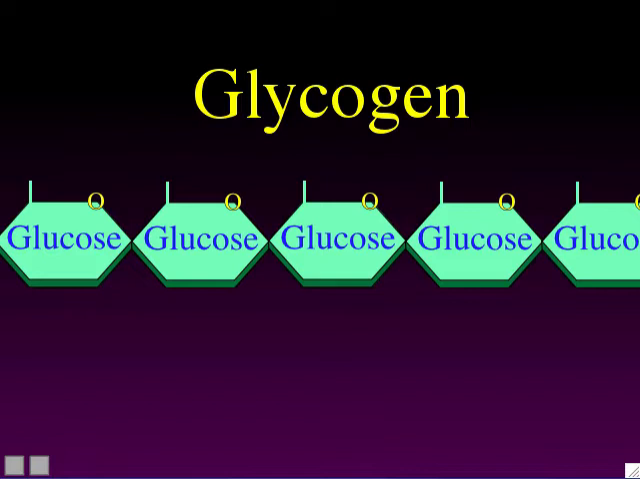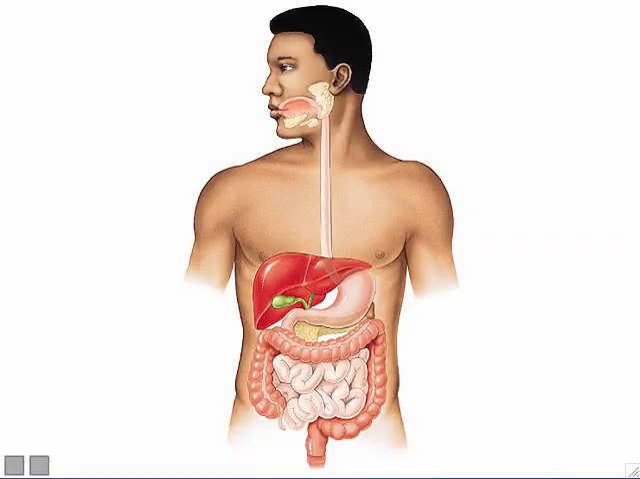Okay, so when our bodies want to store glucose, our bodies link it together, and we call that molecule glycogen. The two main areas of the body that store the most glycogen are the liver, which you see right here, and the muscles, which aren't really illustrated in this diagram. But yes, inside your liver cells and inside your muscle cells is where large amounts of glycogen are stored.